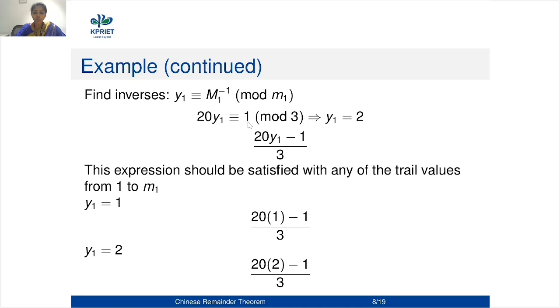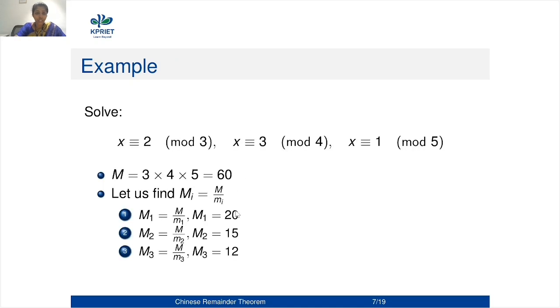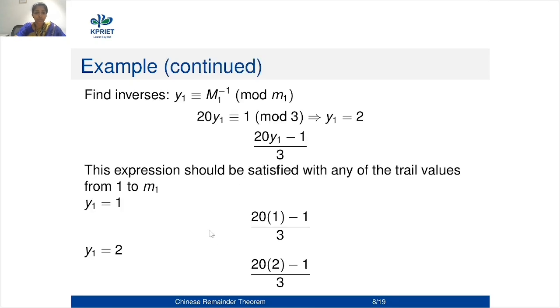Just now we found the answer for M1. M1 is 20. Now substitute in this expression. So 20 into y1 is congruent to 1 modulo 3. Now this expression can be rewritten as 20 into y1 minus 1 divided by 3. Now our aim is to find the value of this y1. We have to substitute values of y1 in such a way that this expression is satisfied. Always we have to start with 1 and we should end with the modulo number. So here we have 3.